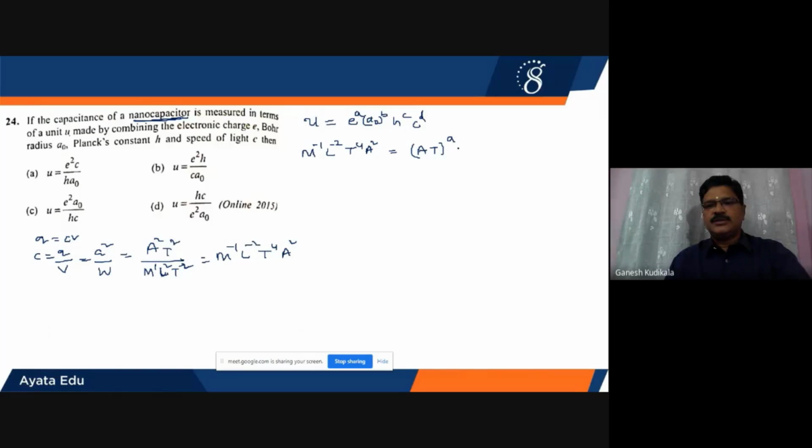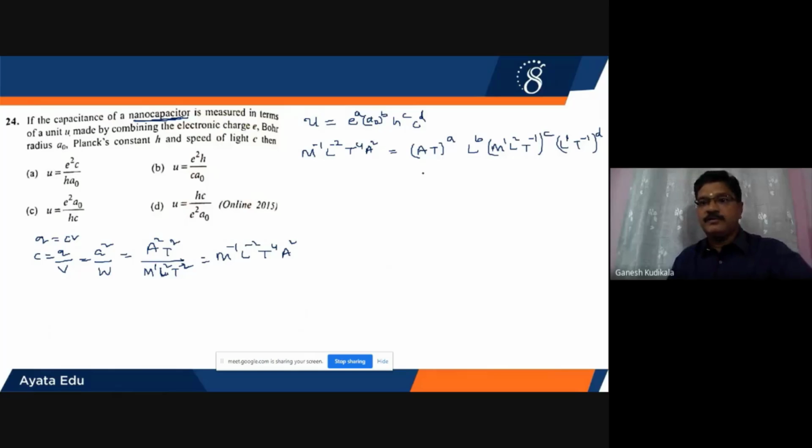Next is radius. Radius is length only. Length to the power of B. Planck's constant, energy by frequency. So therefore, M1 L2 T power minus 1, whole to the power of C. Earlier also we did this. And C, speed of light, L1 T power minus 1 whole to the power of D.